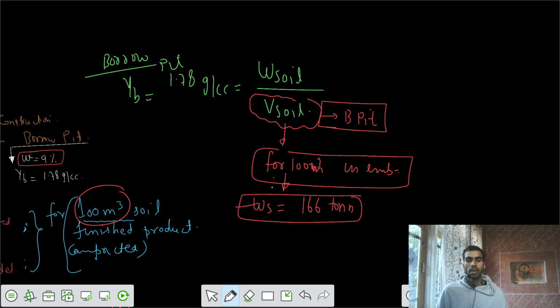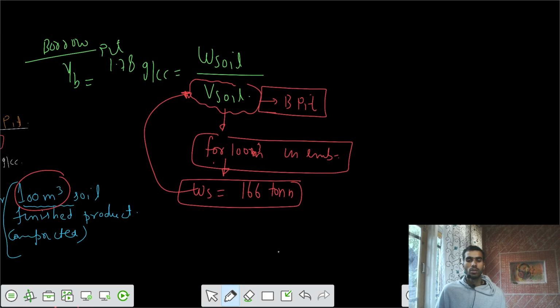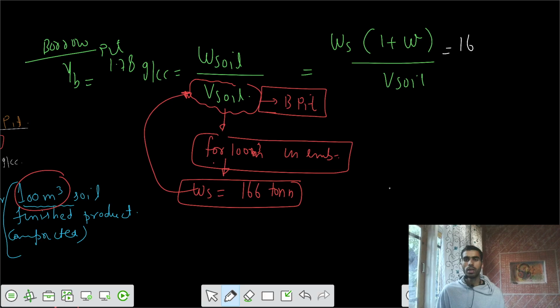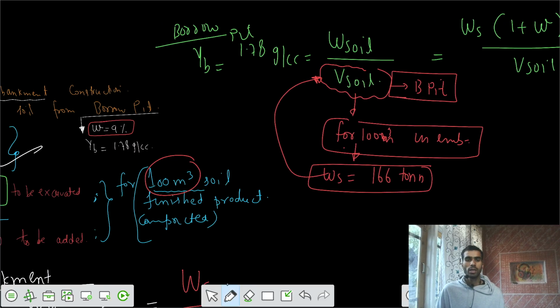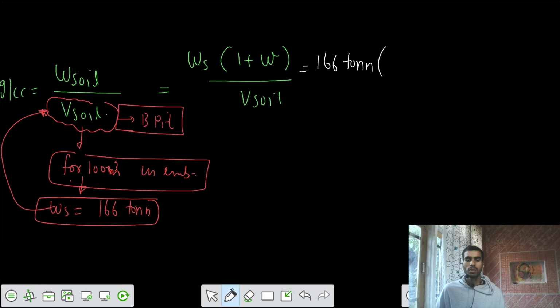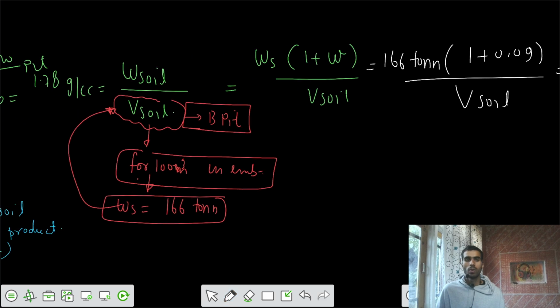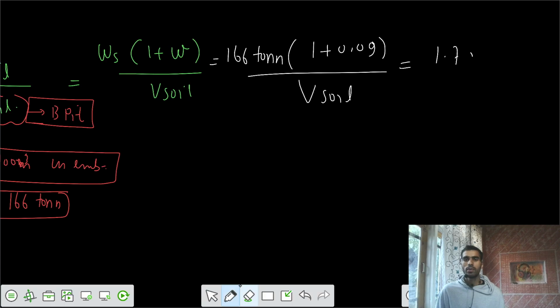From that we can say what the total volume of the soil required is. So what is the weight of the soil? That is the weight of the solids times 1 plus the water content in the borrow pit, divided by the volume of the soil. So we can solve for the volume of the soil. What is the water content here in the borrow pit? 9%. So 1 plus 0.09, divided by the volume of the soil, equals 1.78 grams per cc. So you can get the value of the volume of soil required.